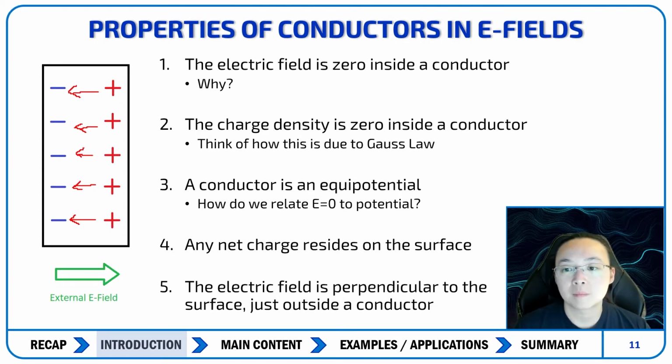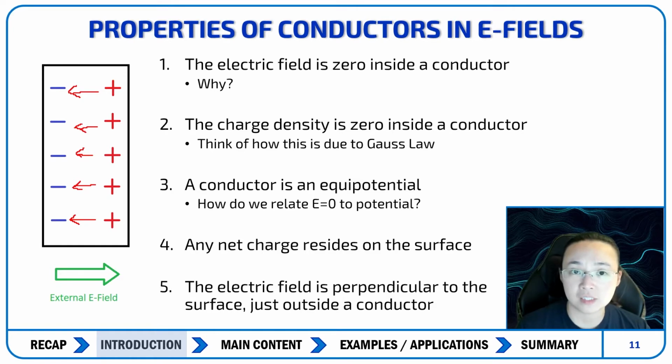So the third one says a conductor is an equipotential. How do we relate E equals 0 to potential? Thinking back to the previous section, we went through all of the equations related to potential, and in particular, there was one equation that related electric field to potential: the electric field can be calculated from the gradient of potential, which is just a bunch of partial derivatives.